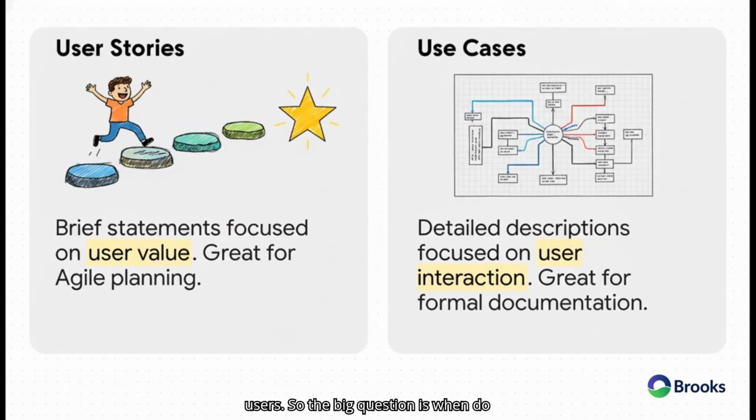So the big question is, when do you use a user story and when do you use a use case? Well, think of it this way. User stories are your go-to for agile planning. They're short, they're focused on value, and they're perfect for breaking work into small pieces. Use cases are for when you need to get really detailed. They're more formal, and they're fantastic for mapping out every single step and even thinking about what happens when things go wrong. They leave no room for ambiguity.